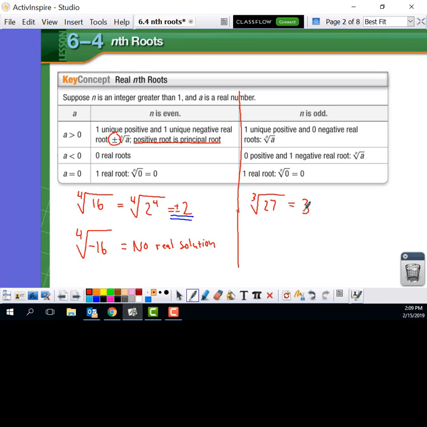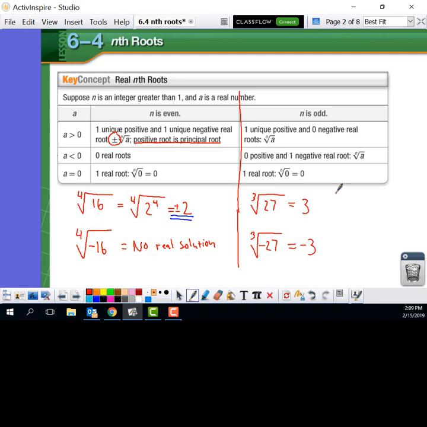Now, if we change that up, let's do a different problem. Let's do the cubed root of negative 27. If this were an even index, you would see this negative inside the radical and say, nope, can't do it, no real solution. But when we have an odd root, like 3, 5, 7, an odd index, you don't have to be worried about a negative on the inside of that radical. That's simply going to give us a cubed root that is negative 3.